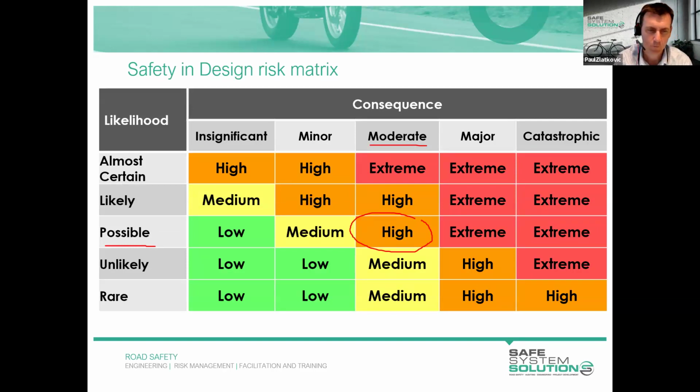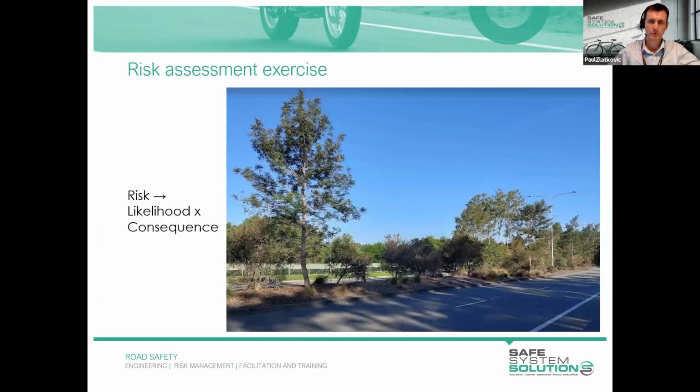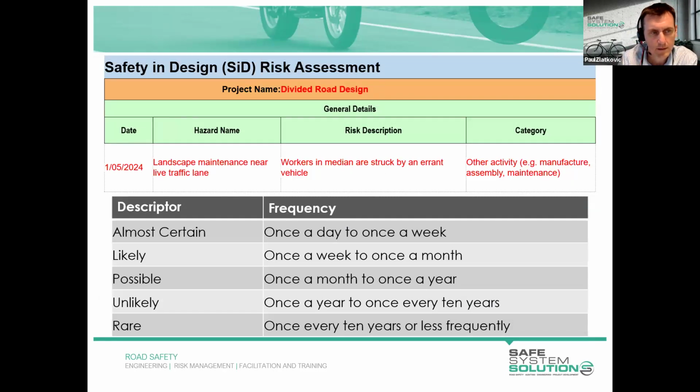So we're going to run through an example now. We'll do a risk assessment as a group, just so that we're all on board with how to undertake a risk assessment. In this scenario, we're looking at a road design where we've got a median, and the median is wide enough to be landscaped. So a decision is made to landscape the median. There are some risks around this, and I've identified a risk around the maintenance of that landscaped median.